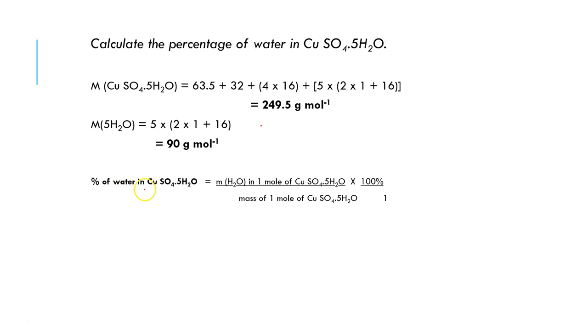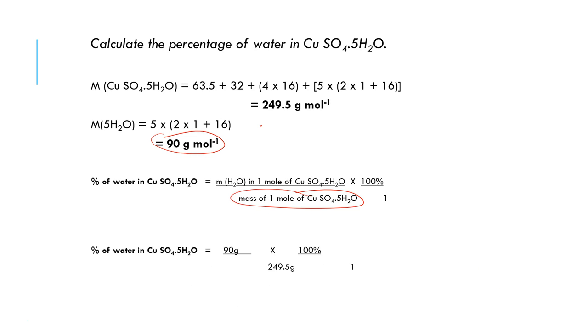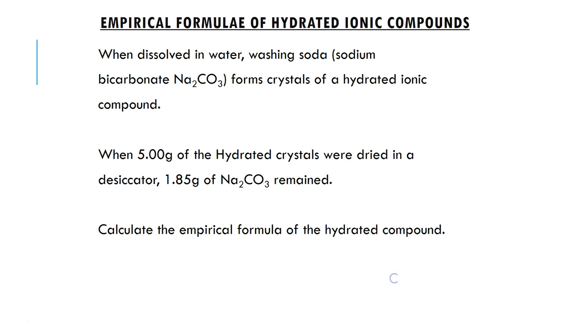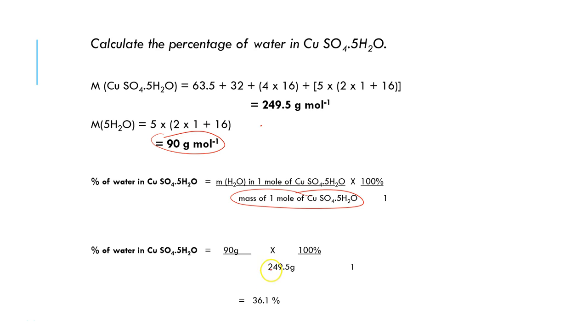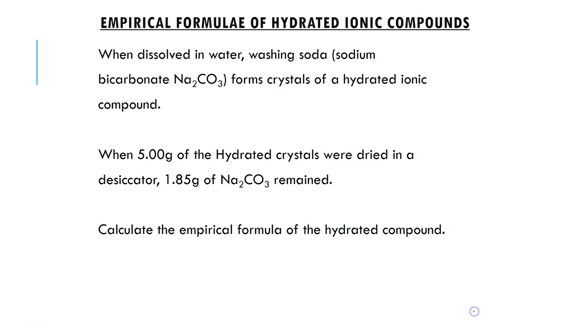So I can work out the percentage of water in copper sulfate pentahydrate by taking the mass of H2O in 1 mole of copper sulfate pentahydrate, which is going to be 90 grams per mole, and divide by 1 mole of the compound, back to our percentage composition. And that will give me 36.1%. So 36.1% of copper sulfate pentahydrate is actually water. Okay. We can work out the empirical formulae, okay, by doing the same process we did before.